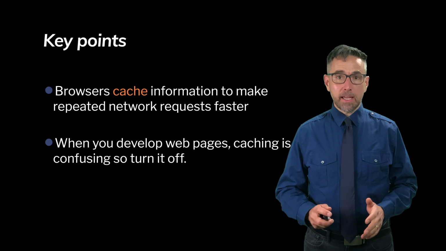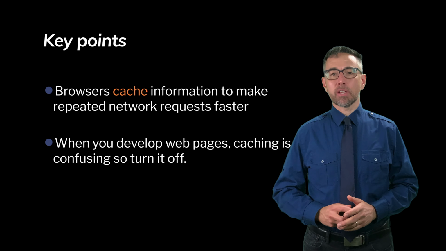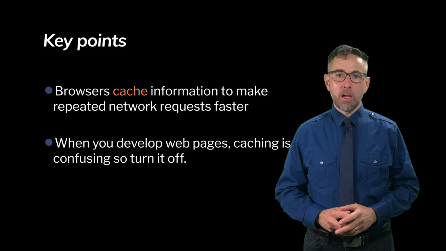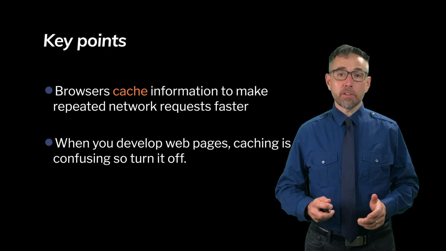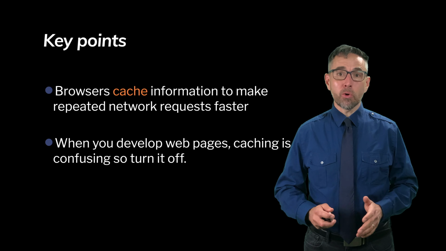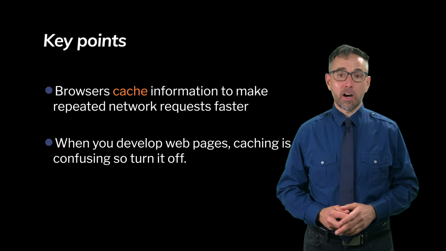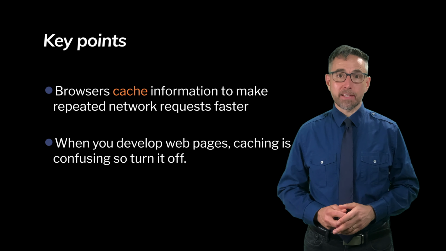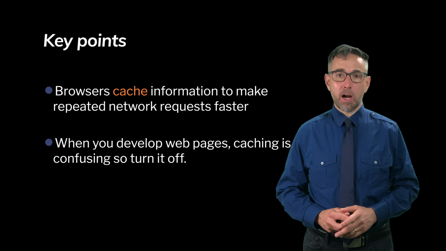Browsers generally cache information in order to make repeated network requests faster. When you develop web pages, it's important to understand whether caching is on or off, and caching can be pretty confusing during the development process, so you probably want to turn it off.